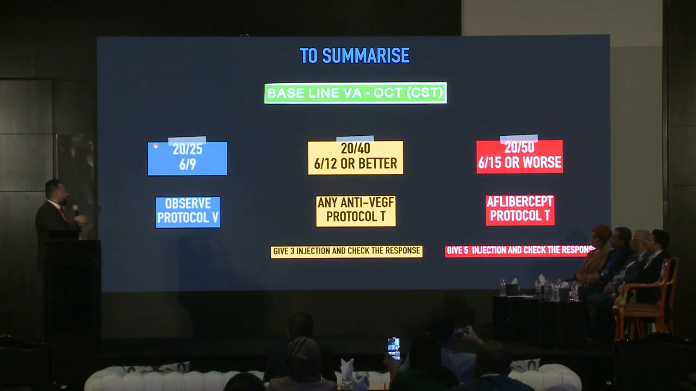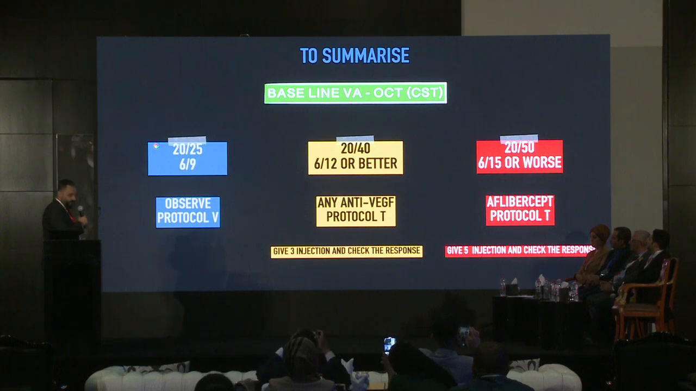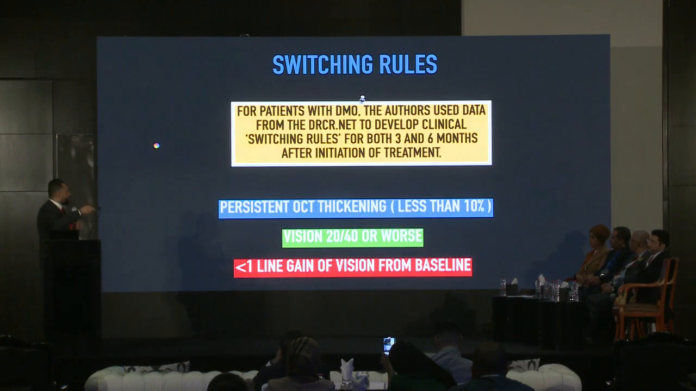This slide is to summarize. You have to measure the baseline visual acuity and OCT. If you have a patient with 6/9, just observe. This is protocol V. If your patient is 6/12 or worse, any anti-VEGF you can use according to protocol T. Give 3 injections and then check the response. If your patients have 6/15 or worse, according to protocol T, you have to start with aflibercept in order to have a good result. Switching rules, how to switch.